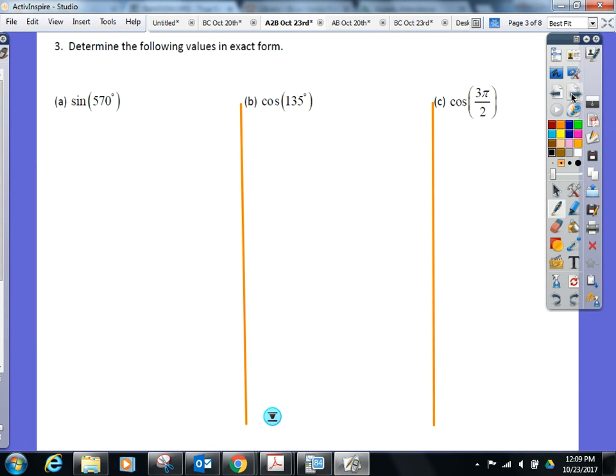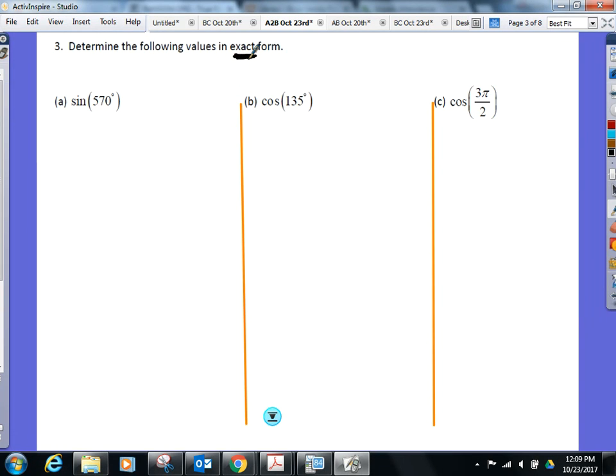Okay, this is where we need to be at this point in the unit. Determine the following values exactly. All right, timeout. I did go over this on Thursday before I left. Exact. What do I not want? Decimals. I want fractions and radicals. I do not want sloppy decimals that you get out of your calculator.